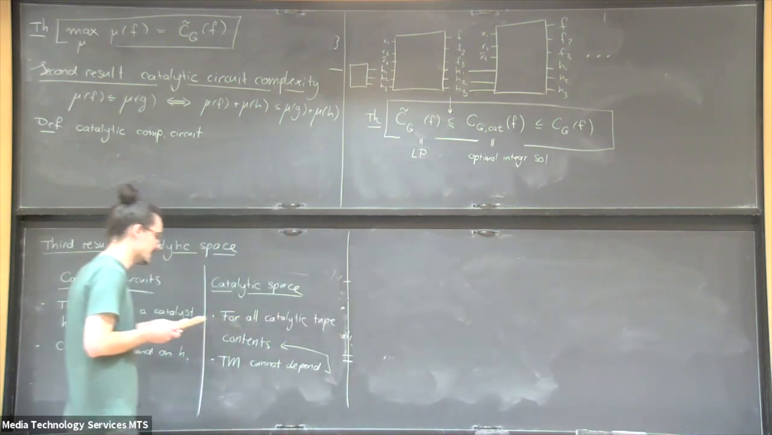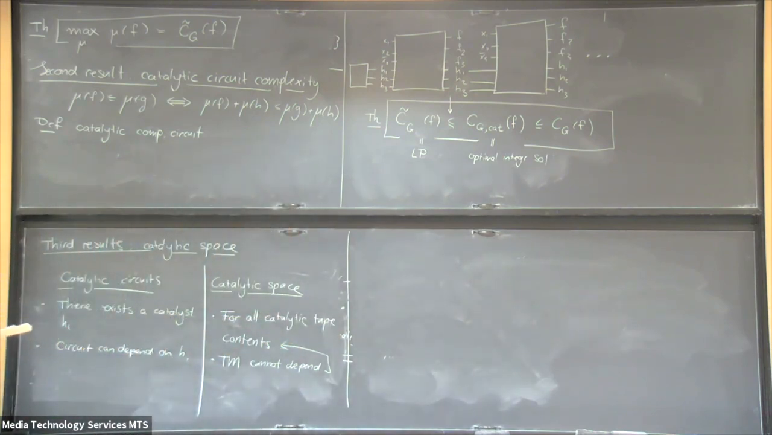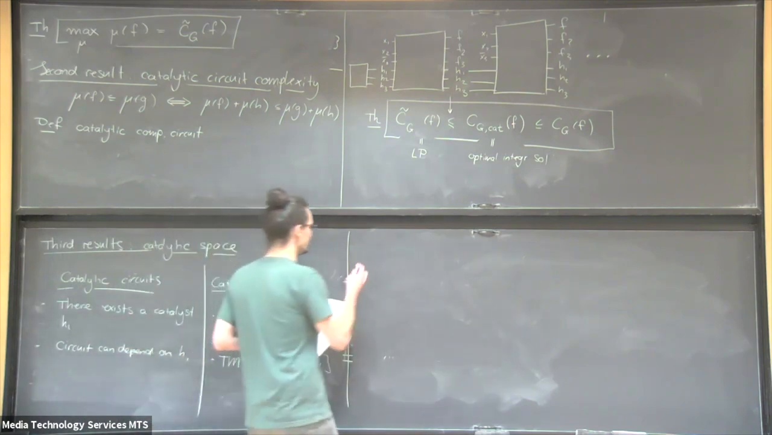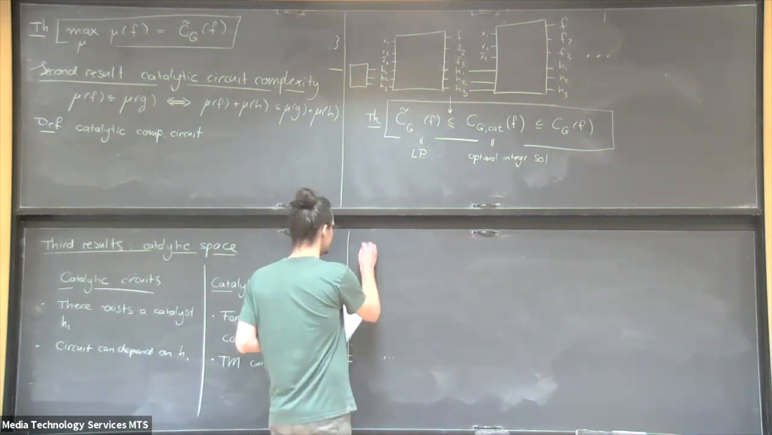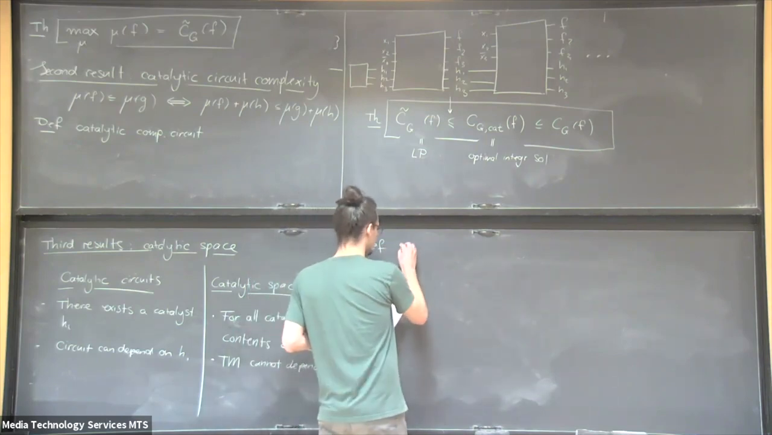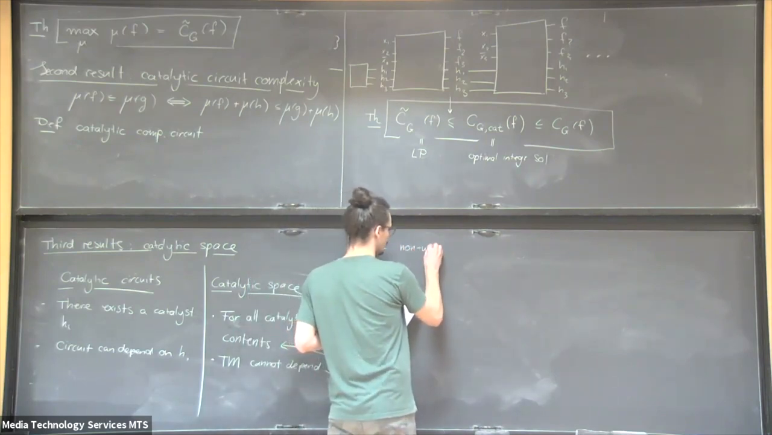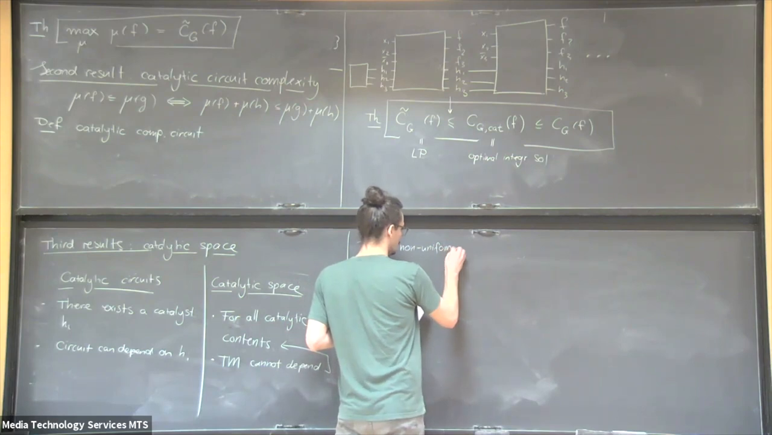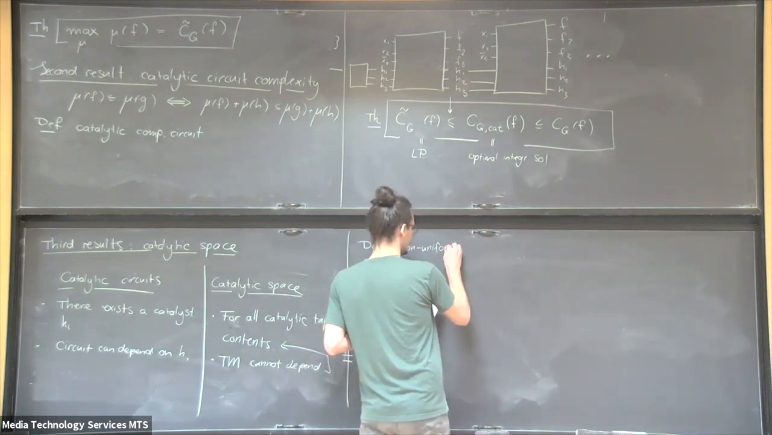Girard, Koucký, and McKenzie in 2015 came up with the non-uniform or circuit version of catalytic space. So let me define this. So this is the non-uniform. This is non-uniform catalytic space.